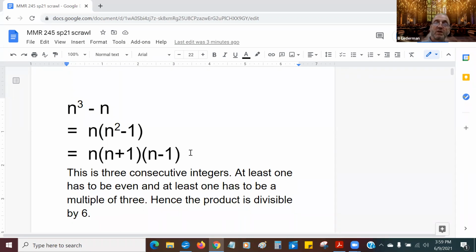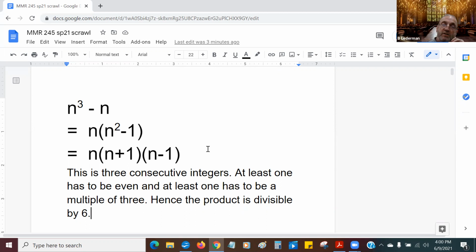If you notice, I have 3 consecutive integers: n minus 1, n, and n plus 1. These are 3 numbers in a row. Well, if you have 3 consecutive integers, at least one of them has to be an even number, right? You can't have 3 numbers in a row and none of them be even. Sometimes it could even be 2, but at least one has to be even.